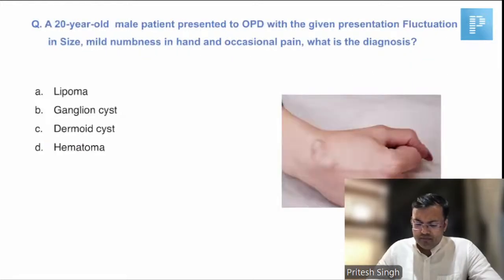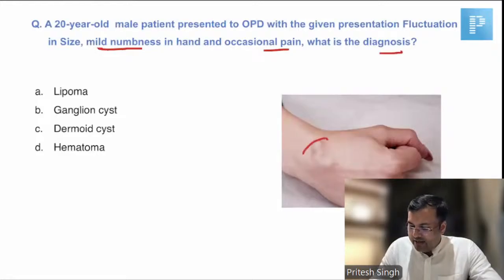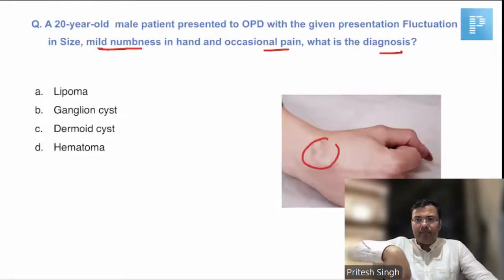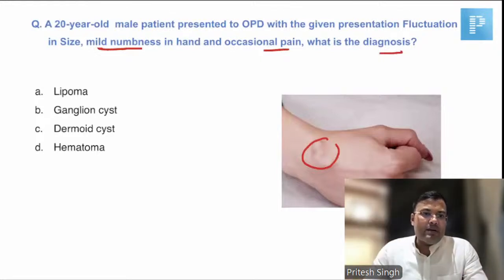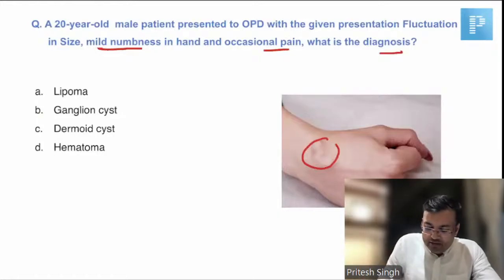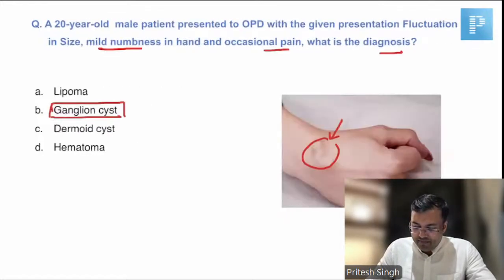Next. 20 years old male patient presented to OPD with given presentation. Fluctuation in size, mild numbness, and occasional pain. What is the diagnosis? Can you see here? Whenever at joints, basically what happens, there is injury of tendons. And because of that, there is formation of ganglion. So this is the typical location of ganglion. So this is ganglion cyst. Okay. Ganglion cyst.